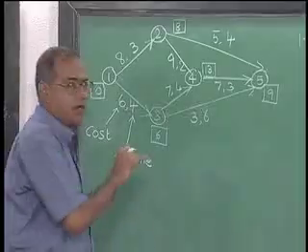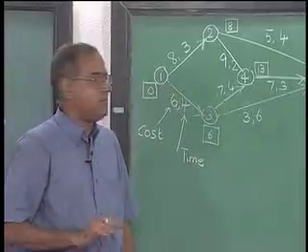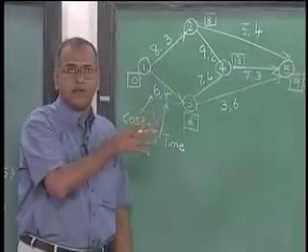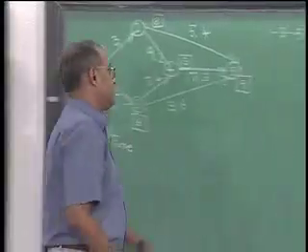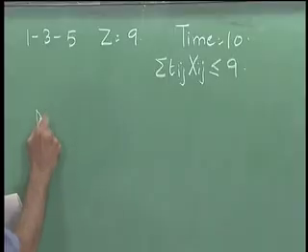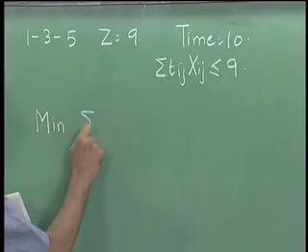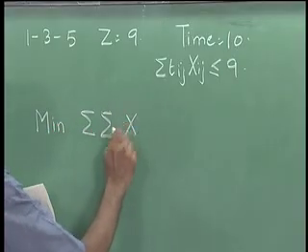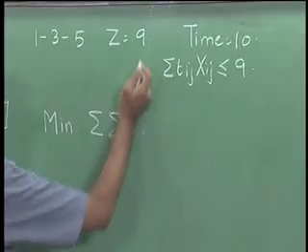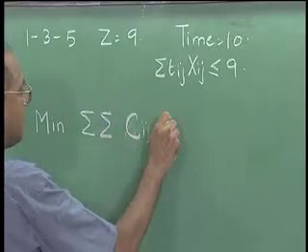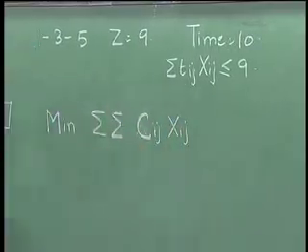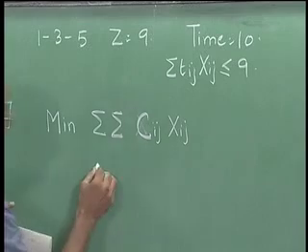So let us first formulate the constrained shortest path problem and then try to see a way by which we solve this. Now the constrained shortest path problem will look like this. Now this will be to minimize the sum of Cij Xij subject to the shortest path constraints.